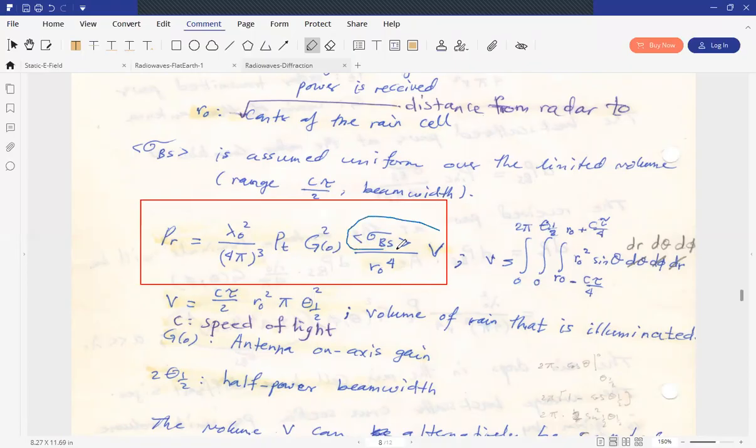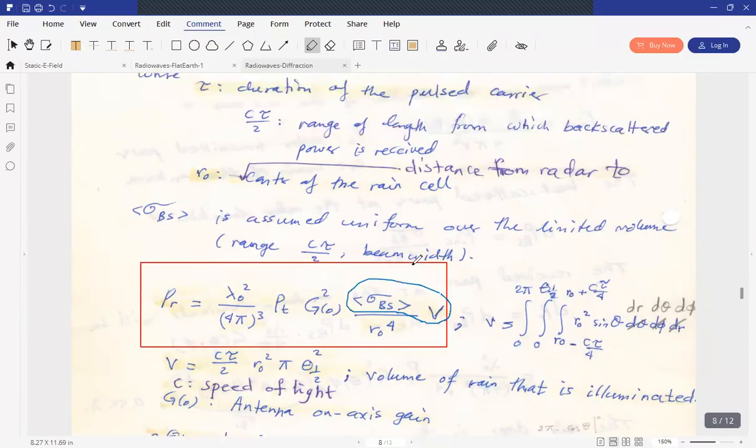Instead of sigma we put sigma times V. This is sigma for the rain. This is the sigma density, which is the radar cross section of rain per meter cubed, times the volume. V is the volume, not voltage, not anything else. Only in this radar equation is the difference here. And the volume is given by this equation here.